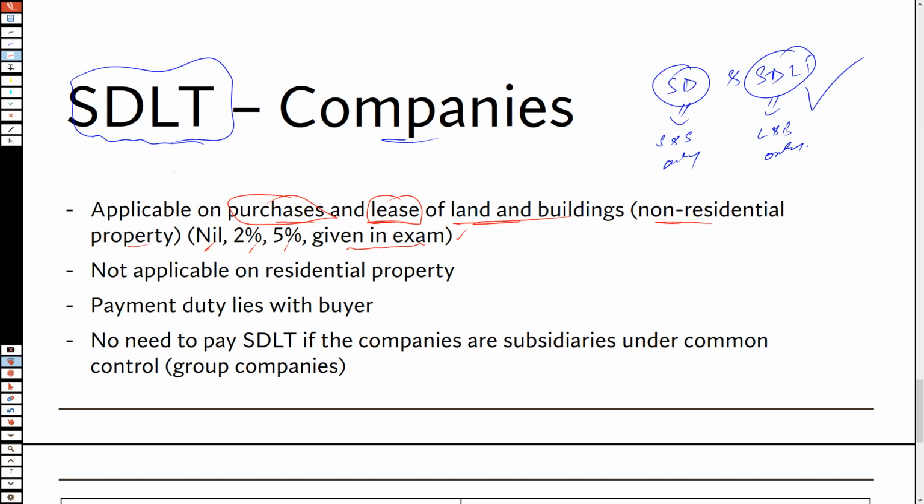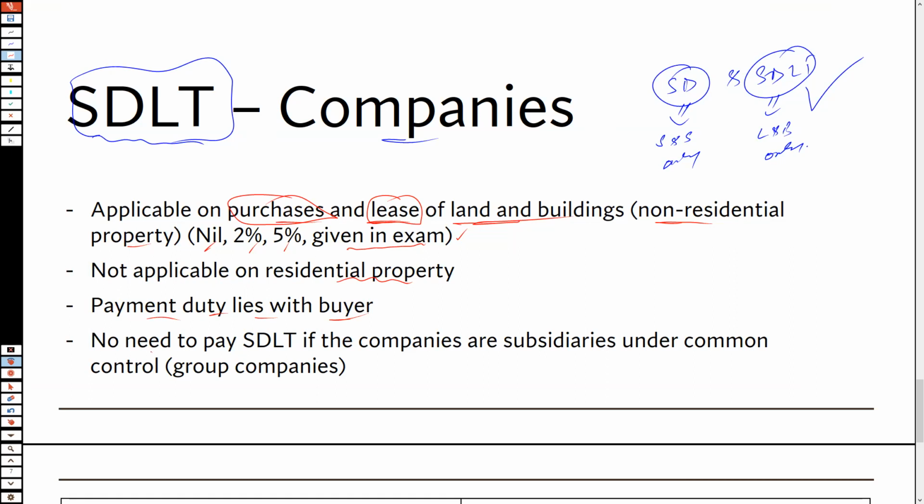Keep in mind, the payment duty lies with the buyer, not the seller. If you are selling land and building, you will not be paying the stamp duty land tax. Who will pay? The buyer will pay. This payment duty lies with the buyer.